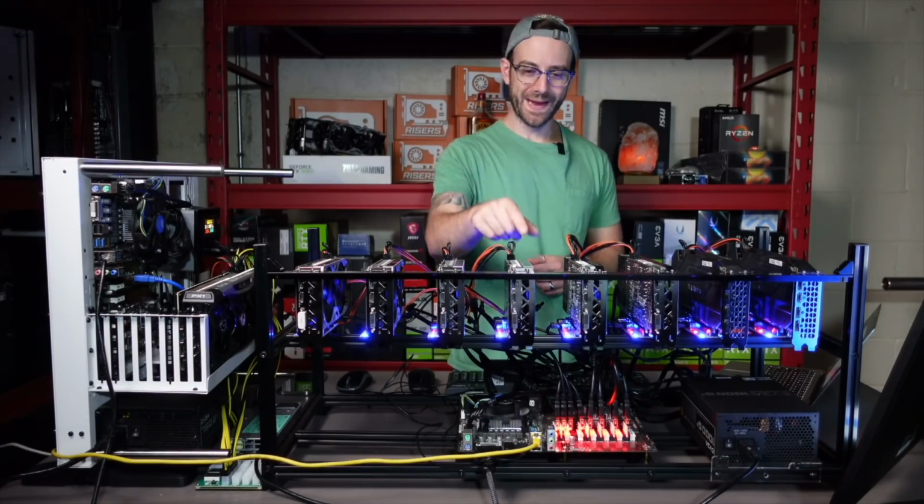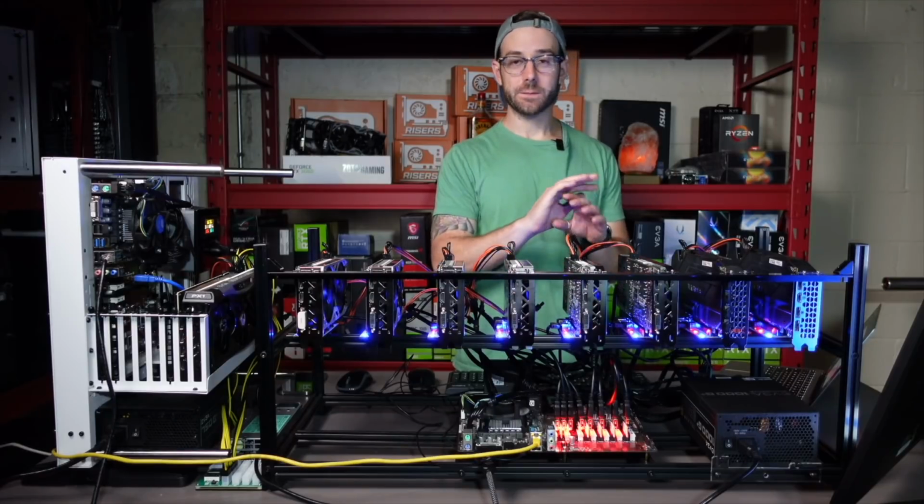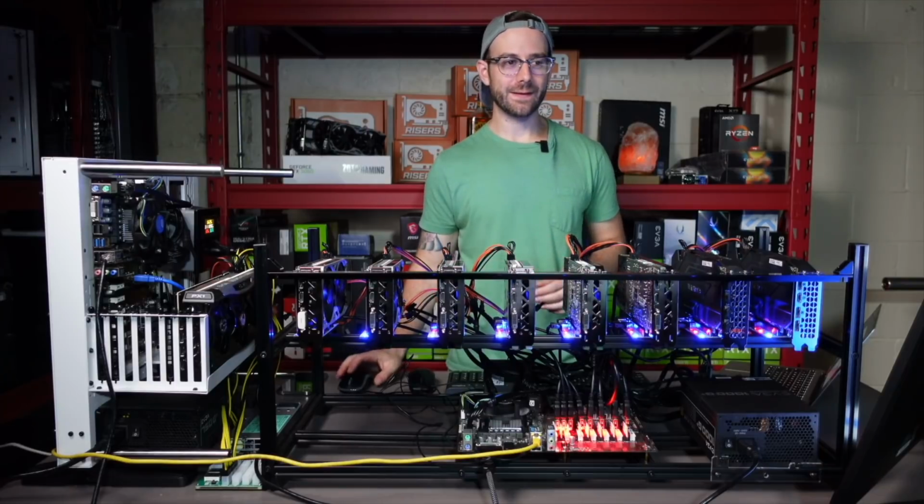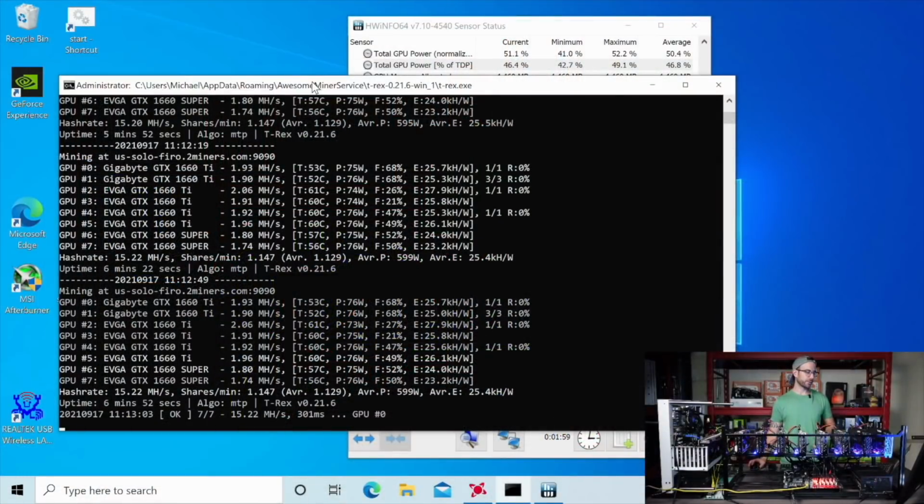All right, moment of truth. So I have the GPU back in the rig. It's been mining for a few minutes now. So let's see how we did. I'm gonna switch over to cameras here, and you can see the miner back on your screen. And remember that it's GPU number 4 in the miner that was giving me issues.